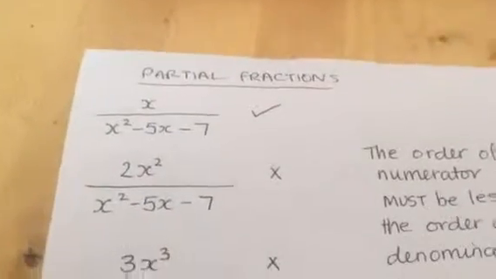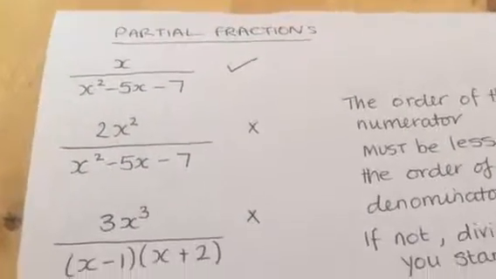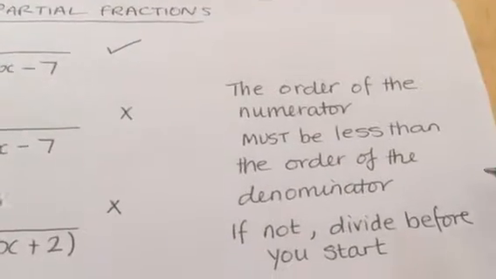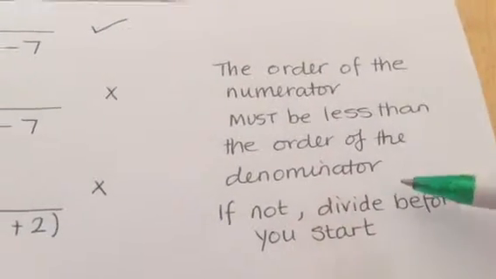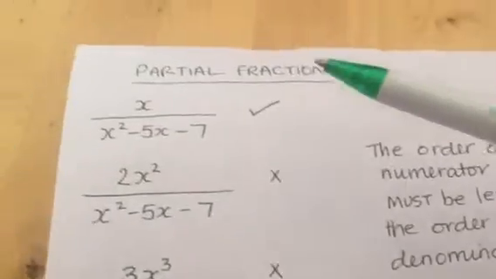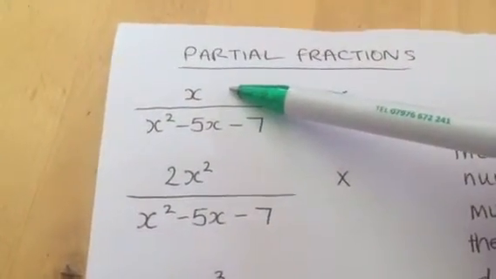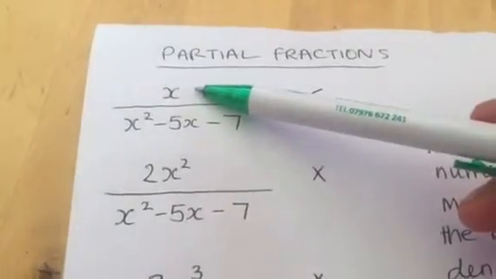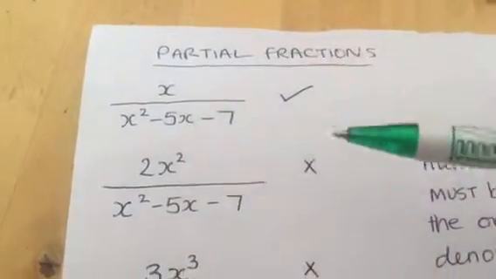Partial fractions. The key thing with partial fractions, before you start, you must always check that the order of the numerator is less than the order of the denominator. So this is okay because I've got an x term on the numerator and an x squared on the denominator, so the order here is less than here.